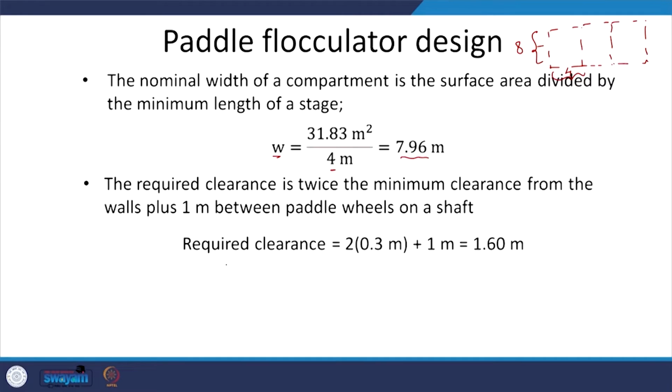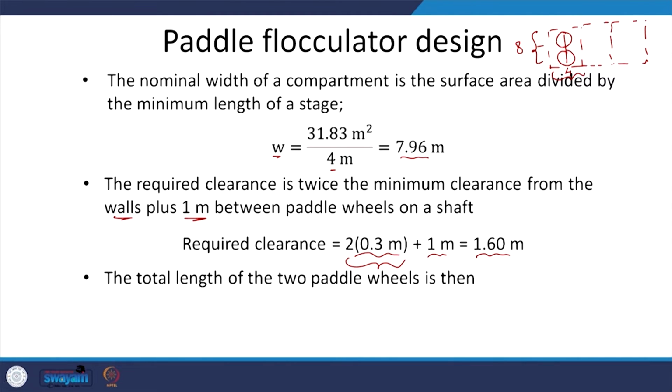So required clearance is 2 into 0.3, again from the standard tables, and 1 meter, so it's 1.6. Required clearance is twice the minimum clearance from the walls plus 1 meter between paddle wheels on a shaft. So, you have 2 paddle wheels, let us say, yes. So, 1 meter between paddle wheels on a shaft.